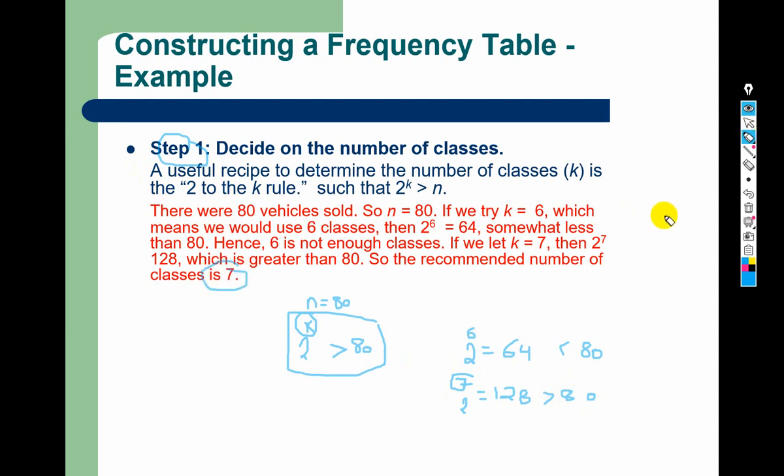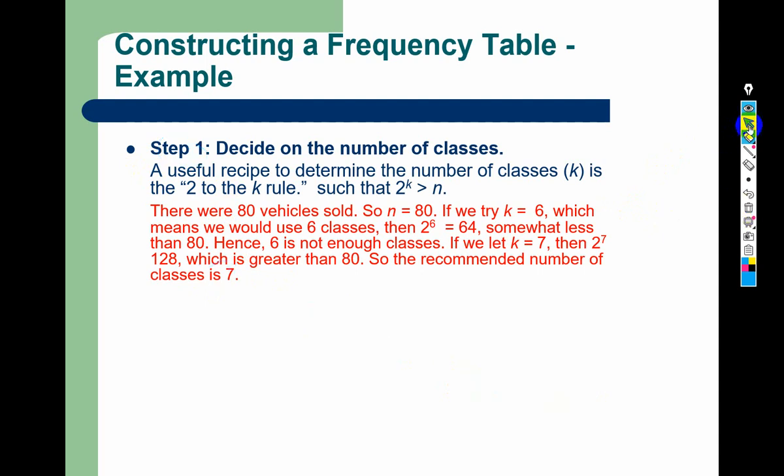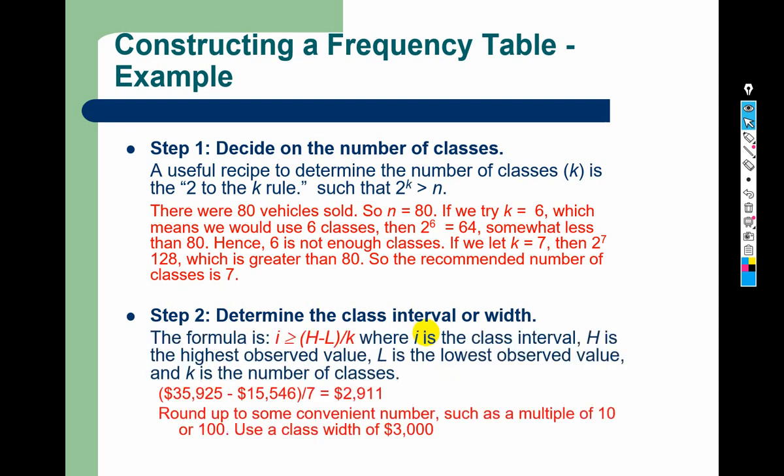Once you have a number of classes, you need to find the length or the width for each class. How can we do that? In the same way. Step 2: find the class interval or width. We have one rule saying that the width equals the highest value minus the minimum value, divided by k. You take the largest value in the data minus the smallest value, divided by the k you just determined, which in our case was 7.